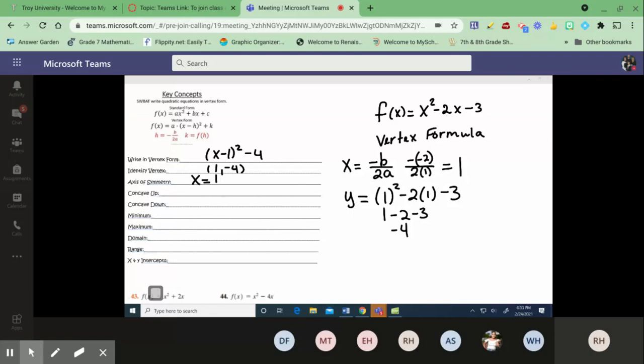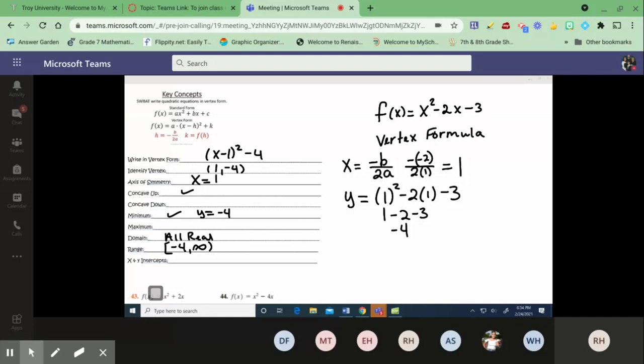Always the x, okay? Concave up, concave down. Good. My A is positive, so it's concave up. That means I have a minimum at y equals -4. My domain is all real, and my range is -4 to infinity.